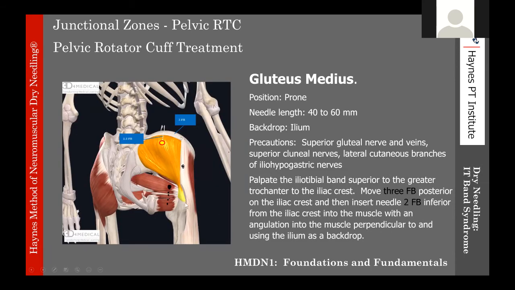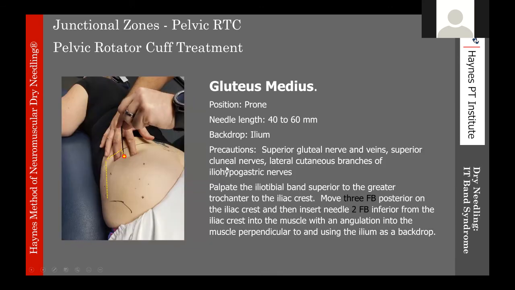For glute med, I'm going to follow the IT band up to the iliac crest, and that's palpable. You can feel it as it comes to that location. I'm going to move back posteriorly 3 finger breadths and then drop down another 2 to 3 to drop into the specific fibers of glute med. Again, the ilium is the backdrop for that, and that will look like that there. So I will have dropped glute max here. I'll come up over 3, down 2 to 3 for glute med.